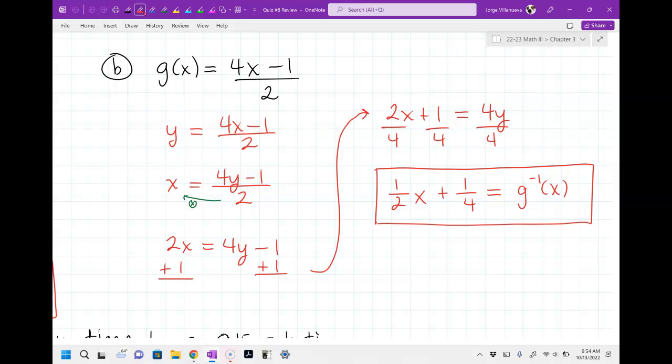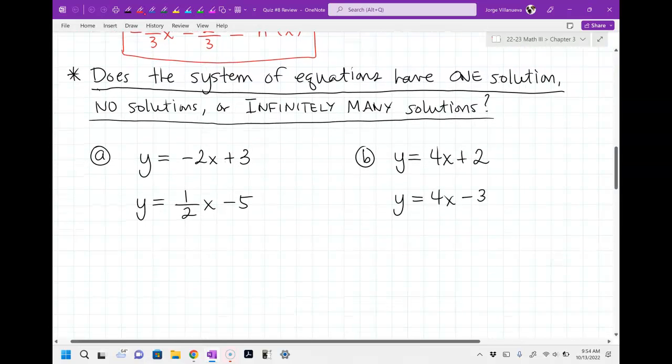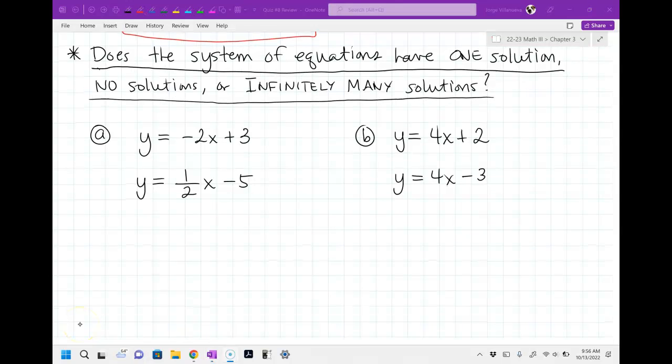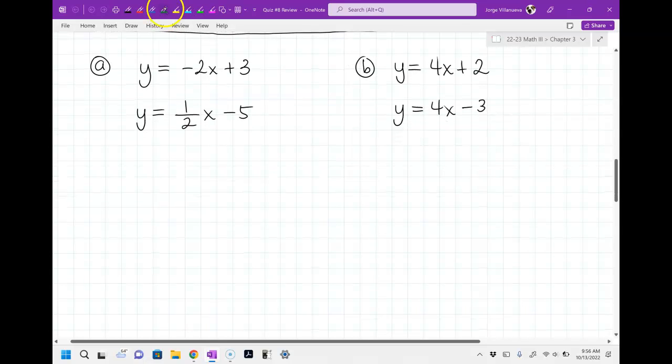All right, so let's look at these problems. Let me give you a minute to write down the instructions, and then I'll continue. So again, does the system of equations have one solution, no solutions, or infinitely many? Here's how I would recommend you do it. Okay, so look at part A.